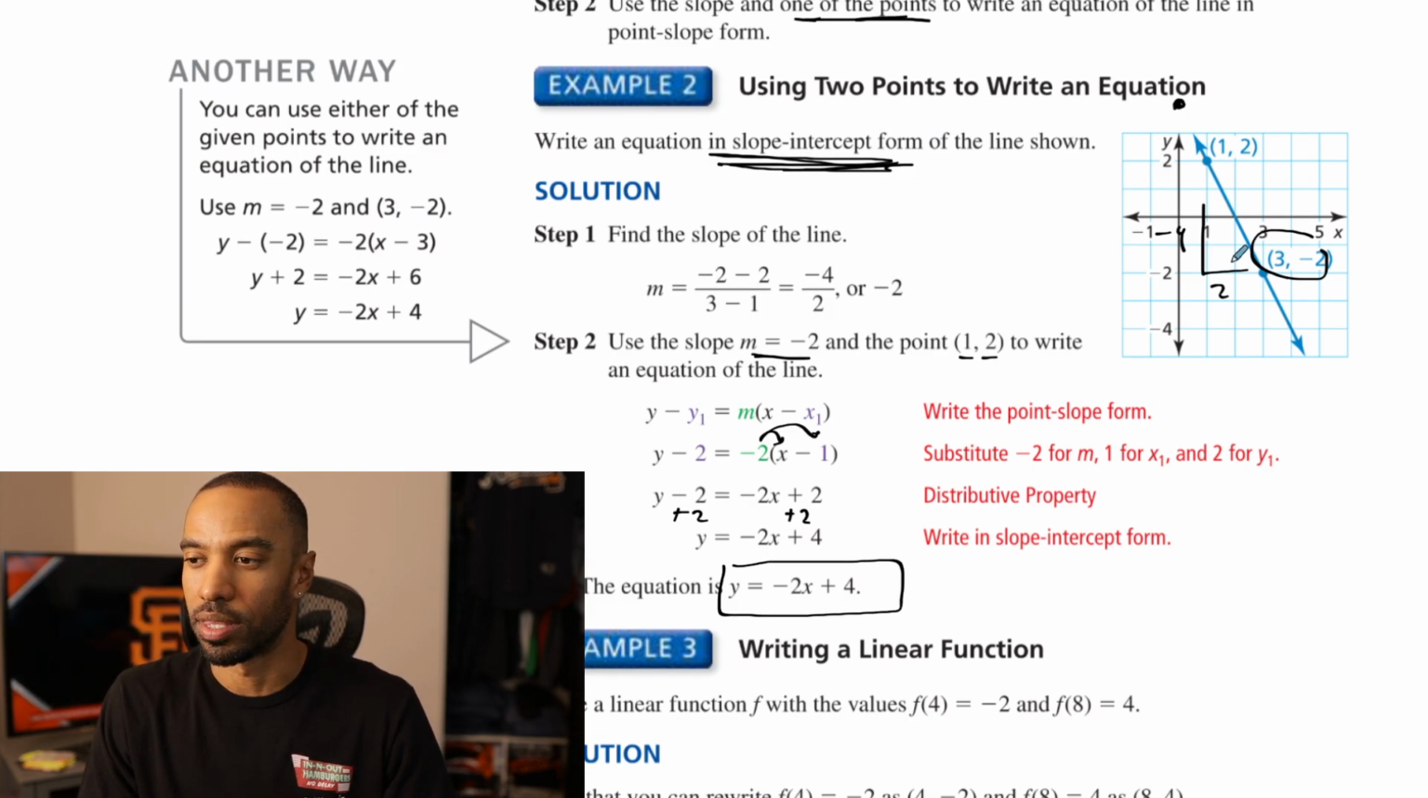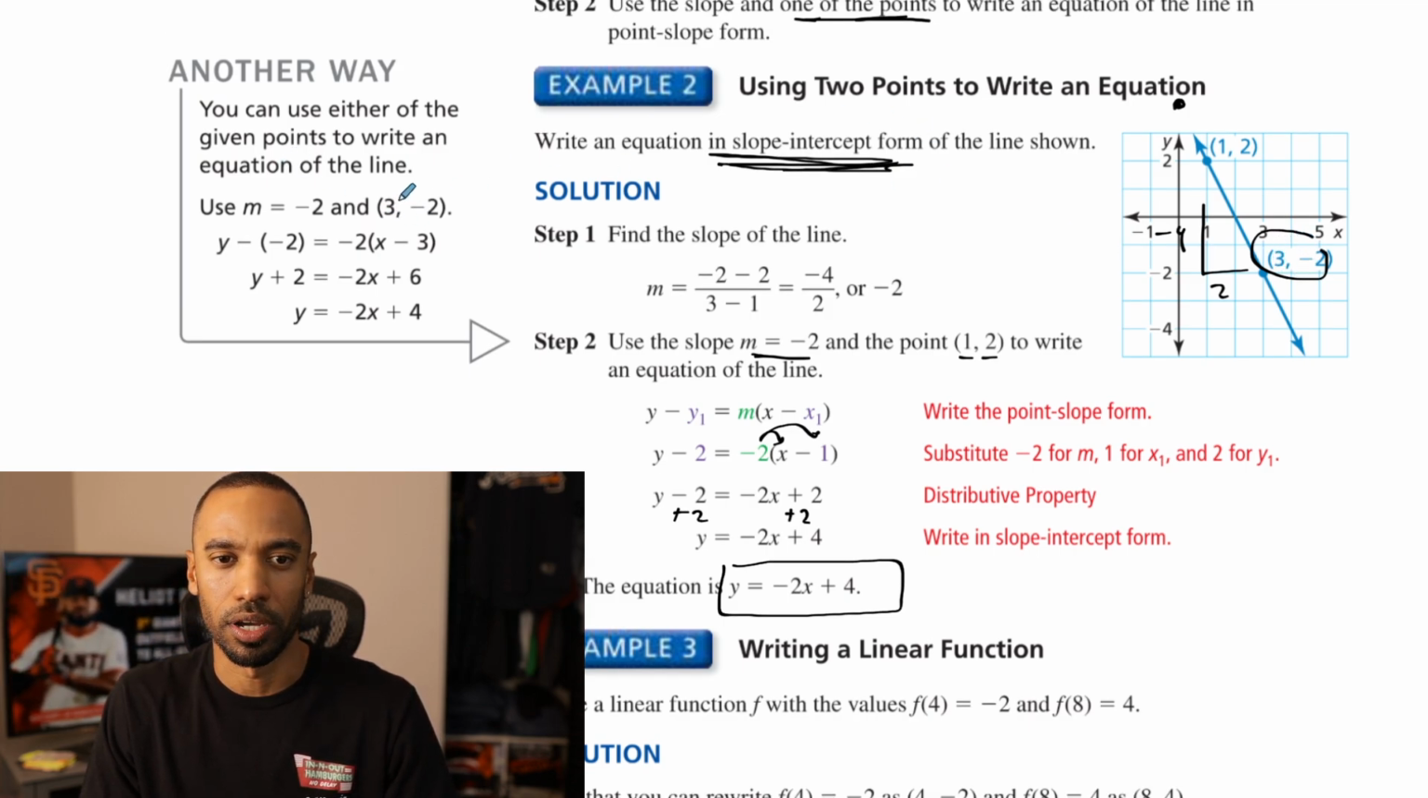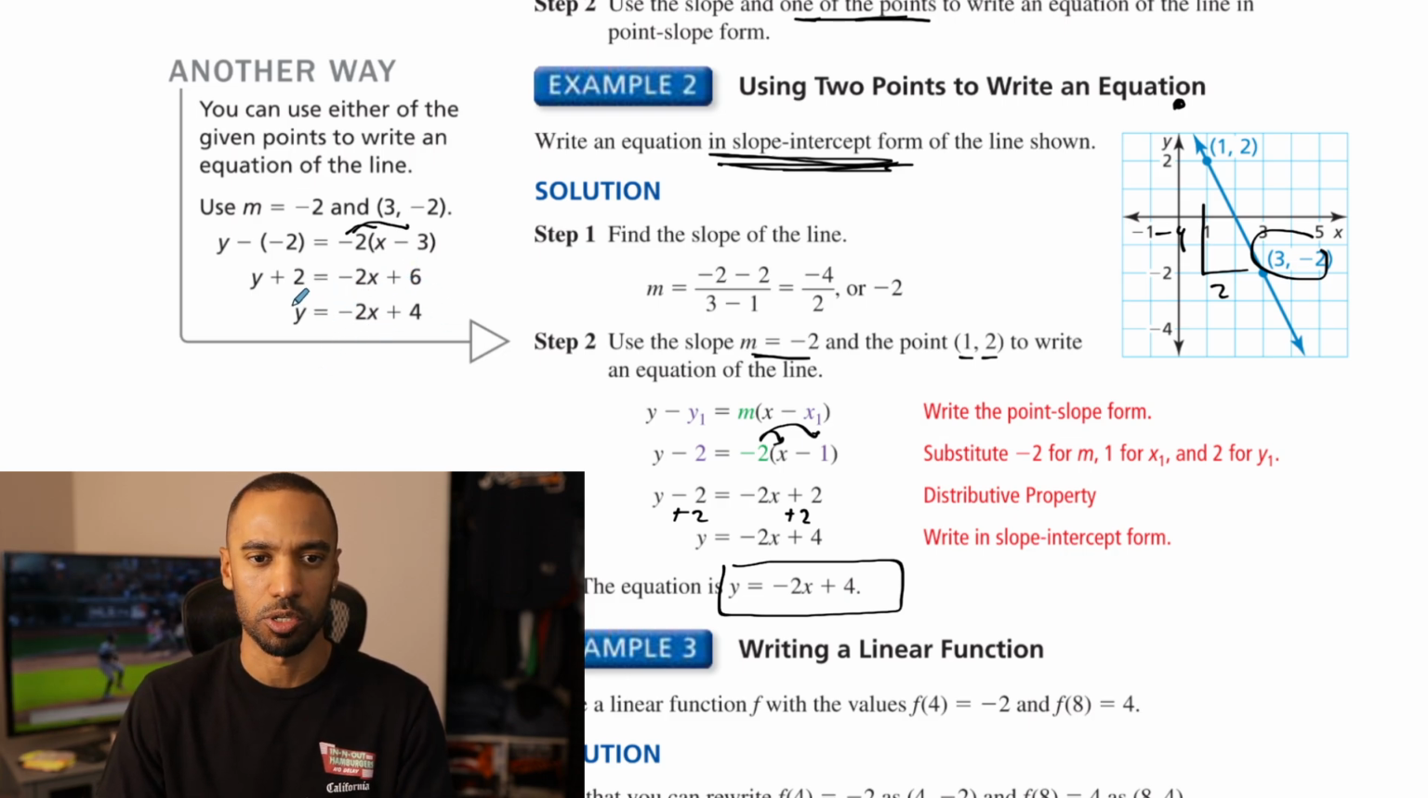So this box is showing that the other point was (3, negative 2). Look, they're going to substitute 3 for x1 and negative 2 for y1. It becomes y plus 2. They distribute negative 2 into here, and then they subtract 2 from both sides. You still get y equals negative 2x plus 4.